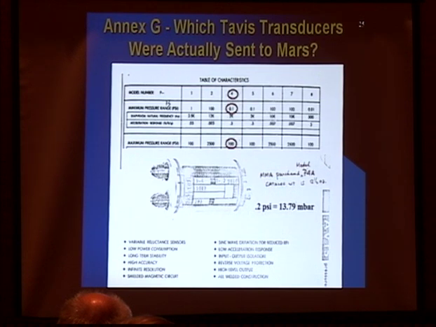Now, I think there's a possibility here. Somebody may have pulled the wrong sensor and shipped it to Mars. That's one small possibility, because it's easy to confuse, especially if you're not the right person, psi and millibars, depending on what you're looking at. Go ahead.